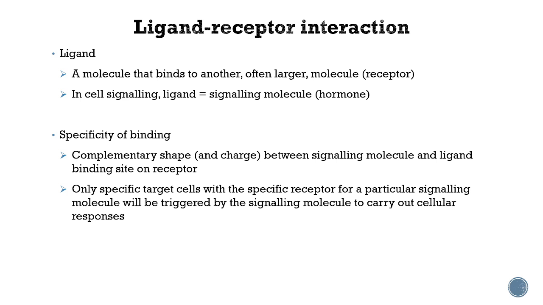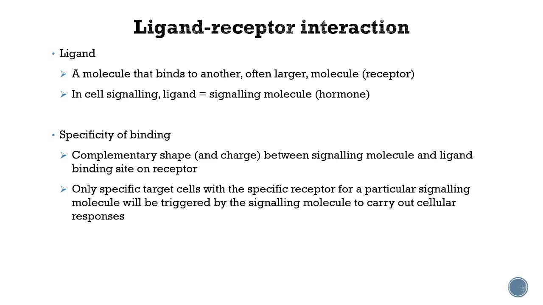Okay, so obviously a particular ligand, a particular signaling molecule, insulin for example, is going to bind to the specific receptor that contains the specific ligand binding site for insulin. So the signaling is going to involve cells that have the particular specific receptor for the particular signaling molecule. So again, for insulin, not all cells express the insulin receptor.